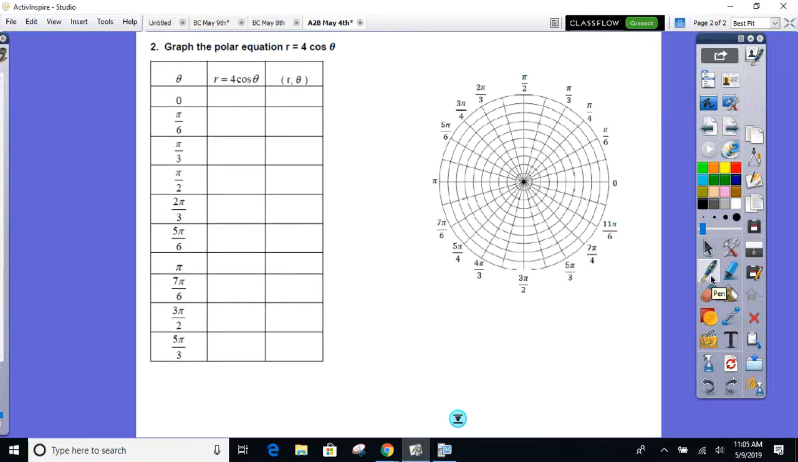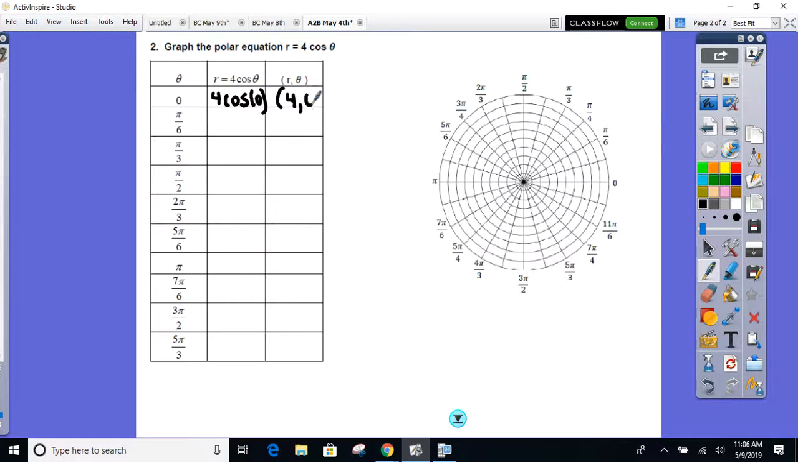So I'm going to give you the angle measure as we go around. You're going to plug it in for theta and tell me the r value. So the first number we're going to plug in is 0. So you're going to do 4 cosine 0. And tell me what r value you get out. 4 cosine 0. What do you end up with? 4. So my first point will be, what was your r value you just got out? 4. And what angle did you just plug in?